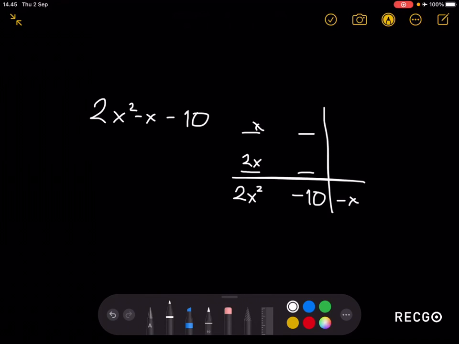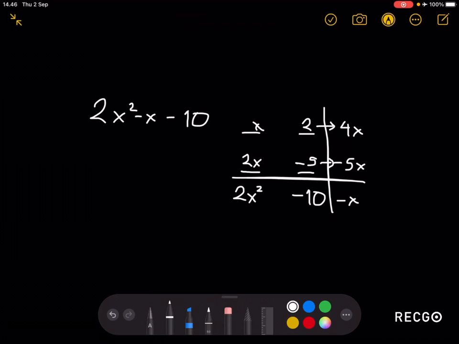So I'm going to try to split 2x squared into 2x and x, and then negative 10 into, let's say, negative 5 and 2. Now what you need to do is cross multiply these expressions, and then write the product right here. So 2x times 2 will be 4x, and then multiplying these, we have x times negative 5, which is negative 5x. So your goal is to find a pair of expressions on this side so that the sum of these must be equal to negative x. And in this case, we have one.